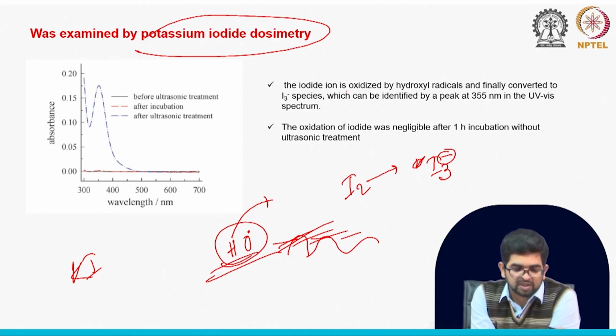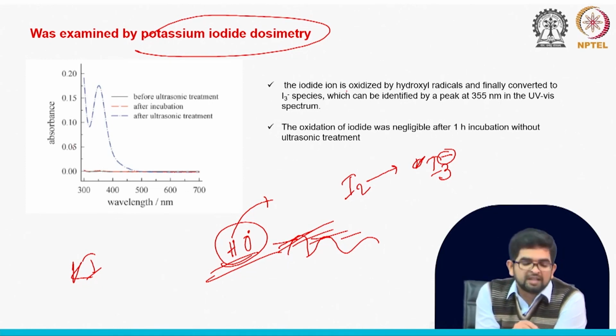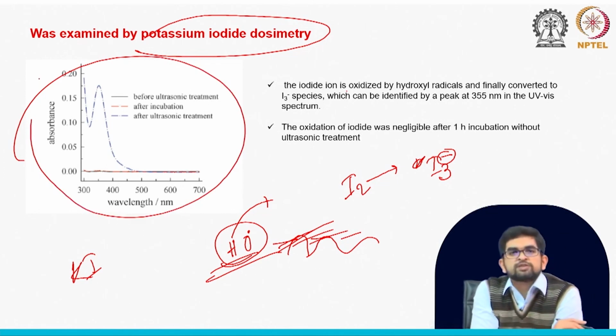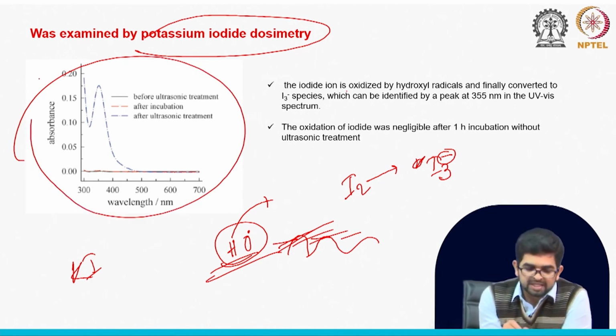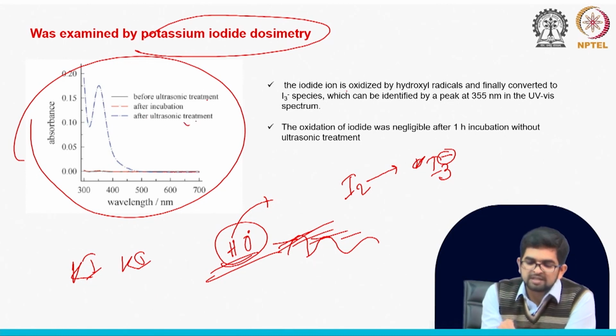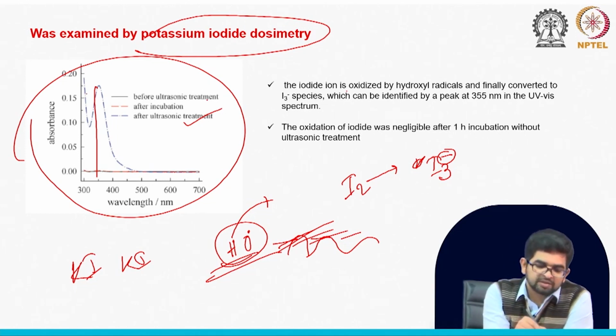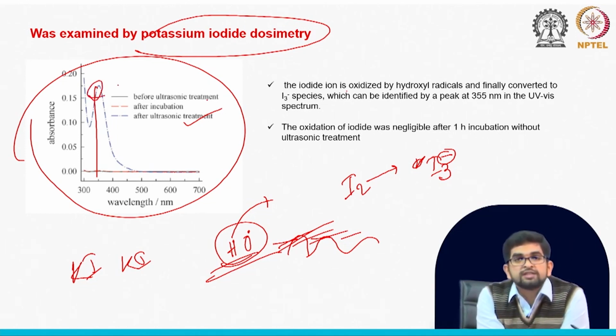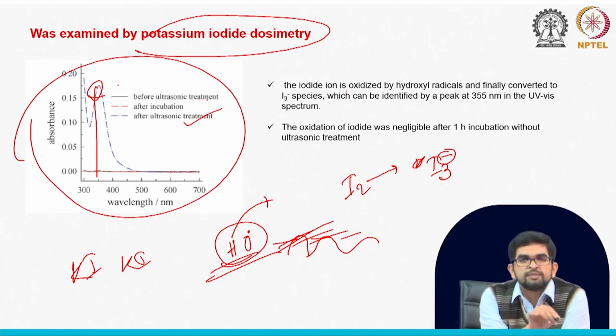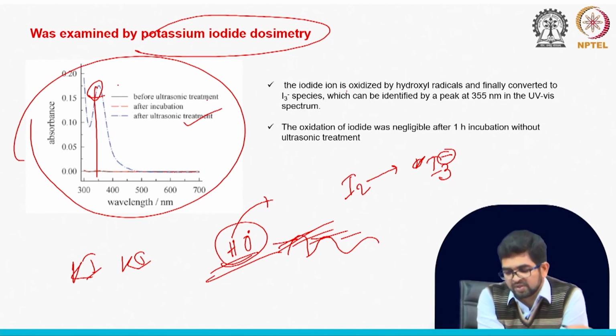generation of hydroxyl radical. You can see here the UV-visible spectroscopy diagram. You can see the spectra before ultrasonic treatment and after incubation, meaning we dipped the electrode in potassium iodide solution for 1 hour, and also dipped the electrode in potassium iodide solution during the ultrasonic treatment. Then we can see this peak. This peak we can see only during the ultrasonic treatment, but not during simple incubation with the potassium iodide. So, what is the meaning of this?